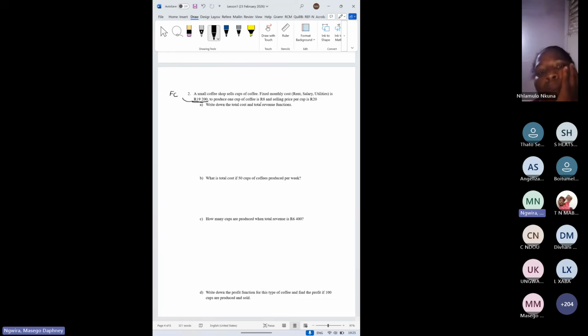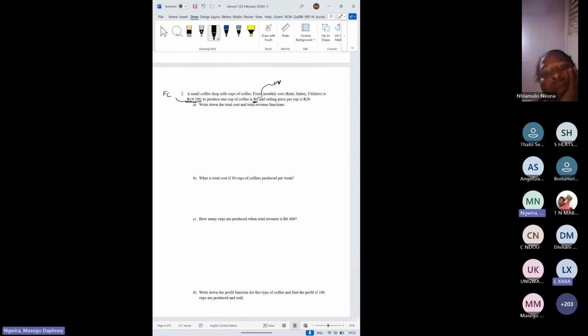Sorry, ma'am. On the activity in the book, are you doing number 2 or number 1? Well, I'm a little bit lost. I'm doing number 2. Okay, but the prices look different. Yeah. Remember, I'm using my own examples so that it's easy for you to do the activity. Okay. All right. Yes. Thank you.